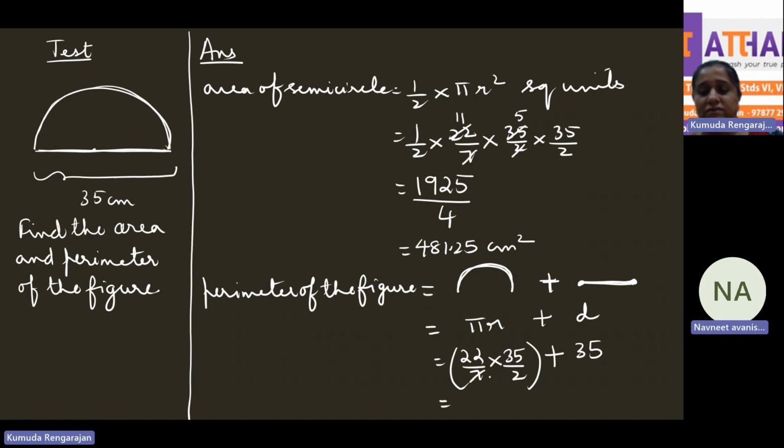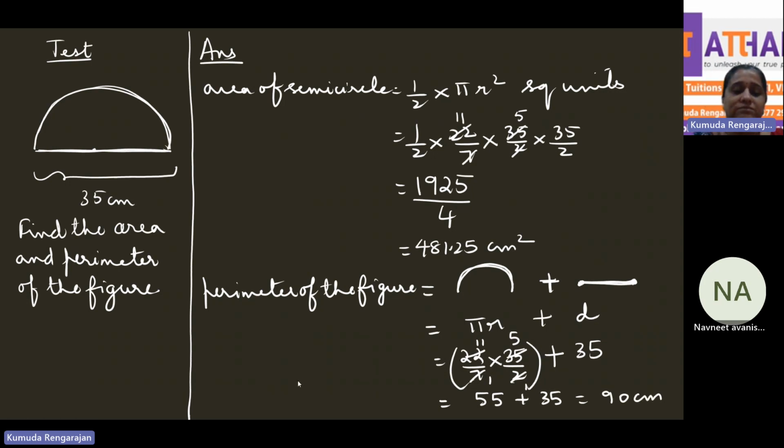7 ones are 7, 5 fives are correct. 2 ones are 2, 11s are correct. In the denominator, we have 1 into 1, so ignore the denominator. Multiply the numerator: 11 fives are 55, plus 35. What is 55 plus 35? 90. 90 centimeters is the perimeter of the figure. Understand? Yes, ma'am. Please write down neatly. Disable your mic, and please write down and let me know when you finish.